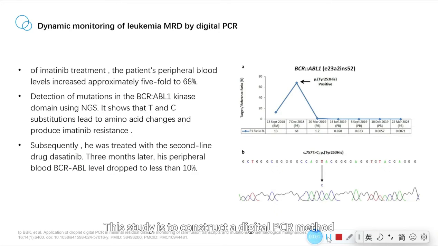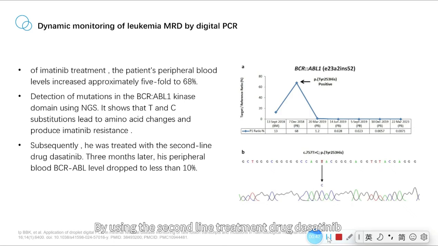This study constructed a digital PCR method to detect the content of mutated genes during leukemia treatment and at the later stage of treatment, to evaluate treatment options and the risk of late relapse. From the picture, we can see that the first BCR-ABL gene test was conducted in September 2018. After 3 months of imatinib treatment, the content of the mutated gene increased approximately fivefold. NGS testing of this domain revealed that T and C bases had been replaced, resulting in drug resistance.